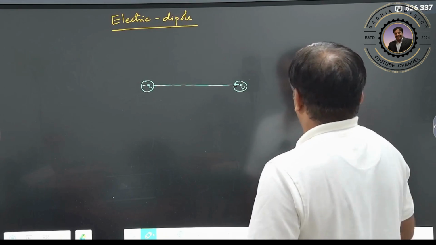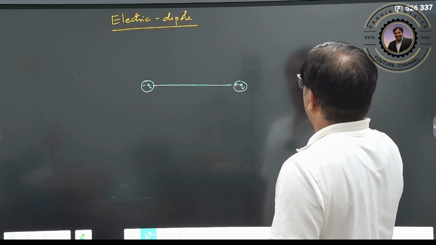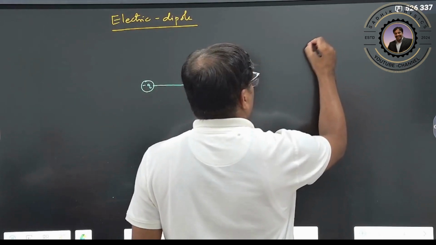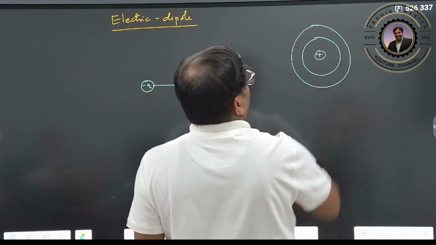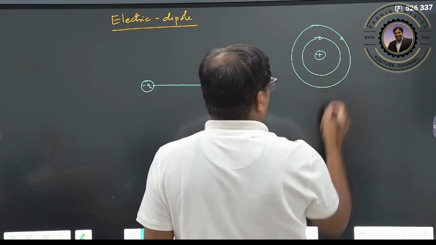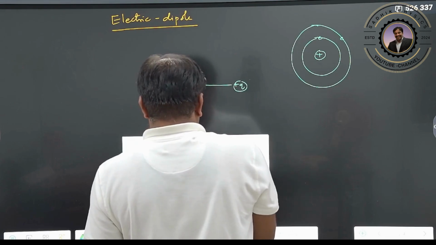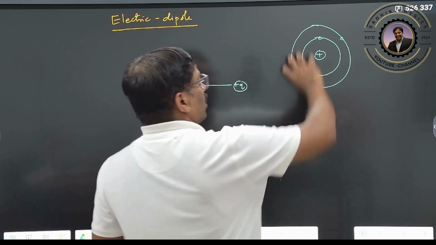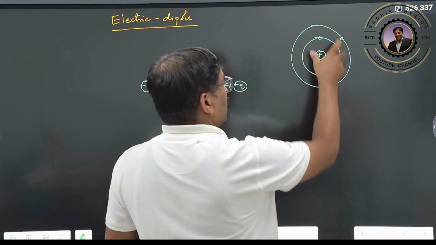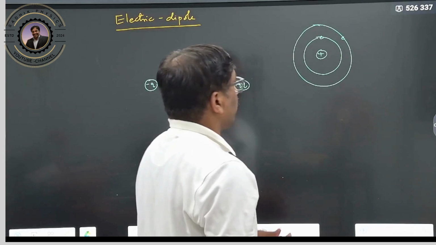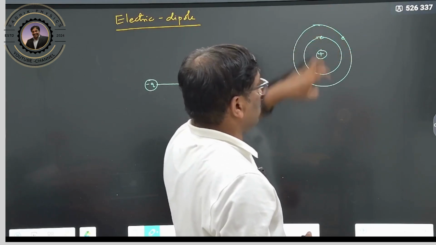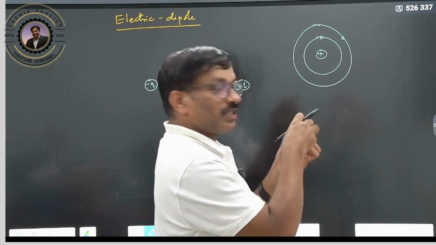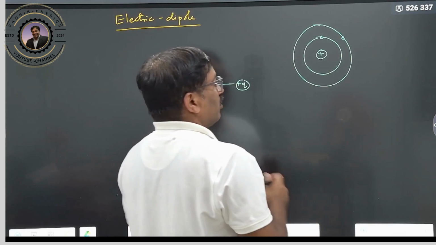How? Let us see here. You can take an atom here. The total positive charge is at the center, and all the electrons are revolving around the nucleus. However much positive charge there is, that much negative charge is there in a neutral atom or neutral molecule. If the total negative charge and the total positive charge are concentrated at one point, they are said to be non-polar molecules.